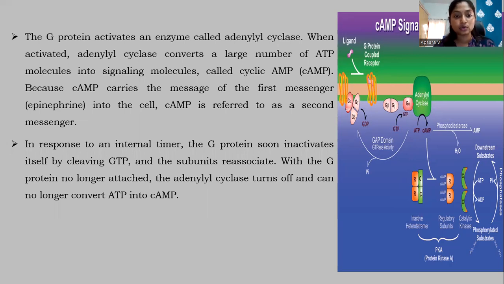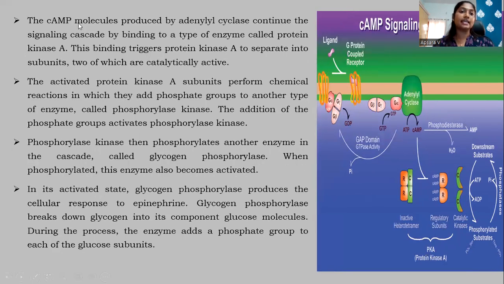So with the G protein no longer attached, the adenylyl cyclase will turn off and can no longer convert ATP into cyclic AMP. As long as this G alpha is attached to adenylyl cyclase, it can convert ATP into cyclic AMP. Once this G alpha component reassociates with the G beta and G gamma, the adenylyl cyclase will turn off.